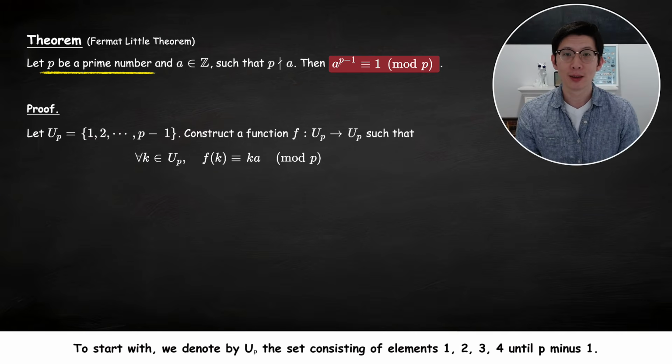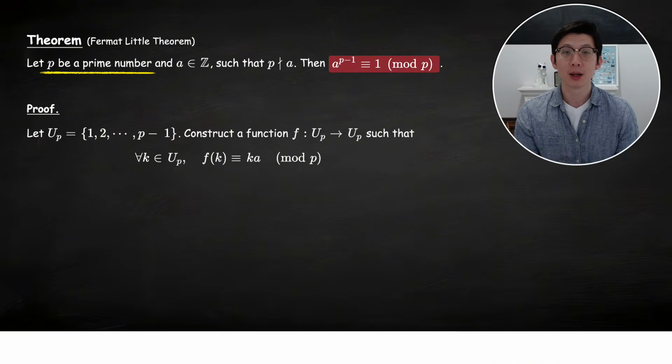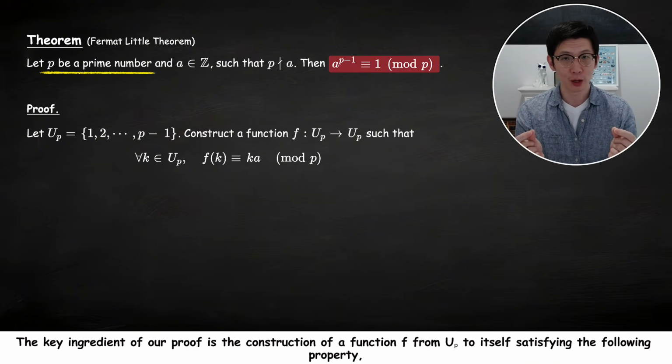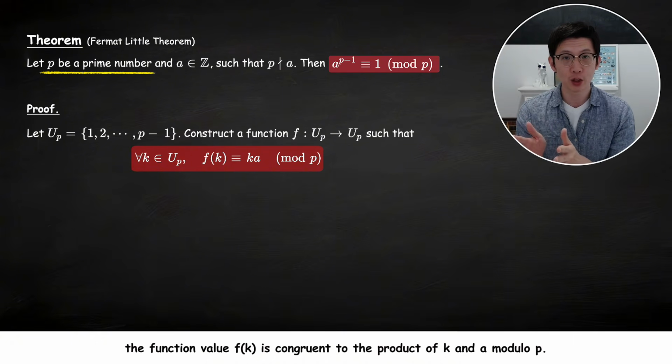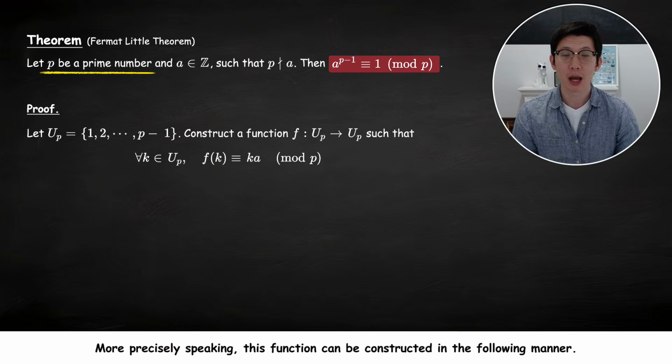To start with, we denote by U_p the set consisting of elements 1, 2, 3, 4 until p minus 1. The key ingredient of our proof is the construction of a function f from U_p to itself satisfying the following property, such that for an arbitrary integer k in U_p, the function value f(k) is congruent to the product of k and a modulo p. More precisely speaking, this function can be constructed in the following manner.